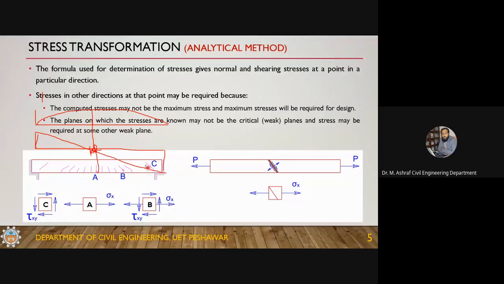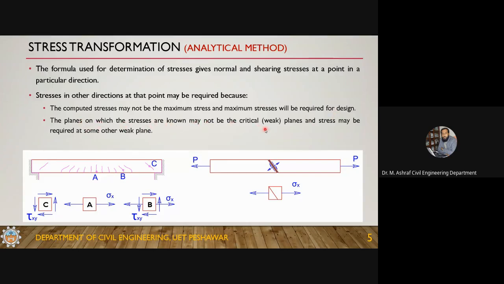But the crack is in this direction, so there must be a normal component at some inclination which has caused this crack. So the first thing is that the computed stress may not be the maximum stress. These are the computed tau xy and sigma x, and they may not be the maximum stress, which will be required for design. The plane on which the stresses are known may not be the critical one.